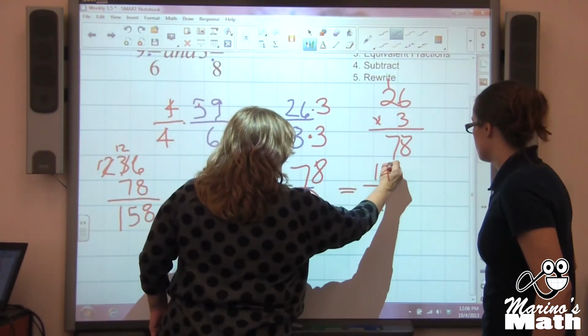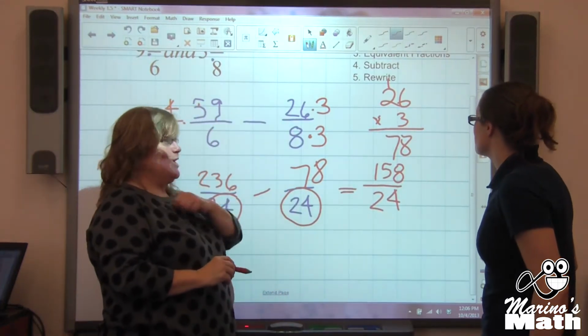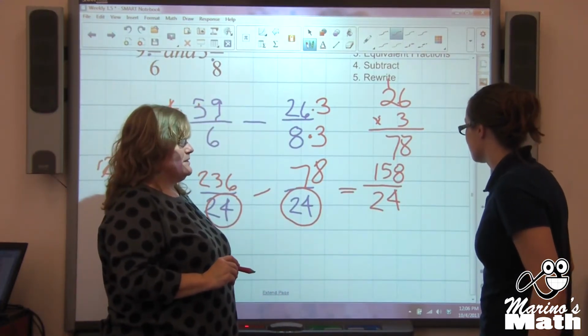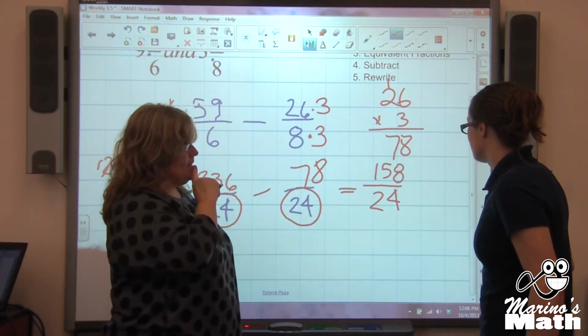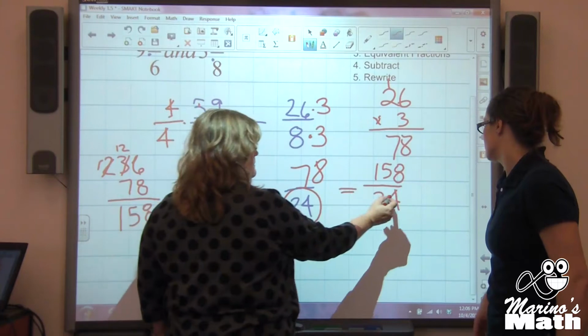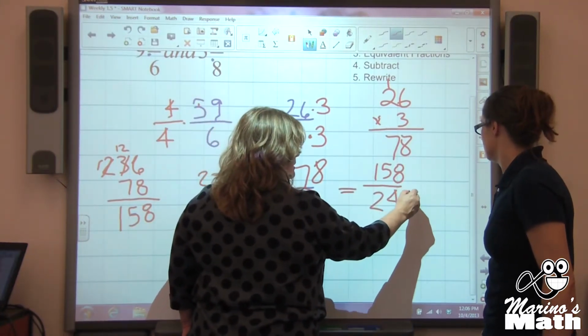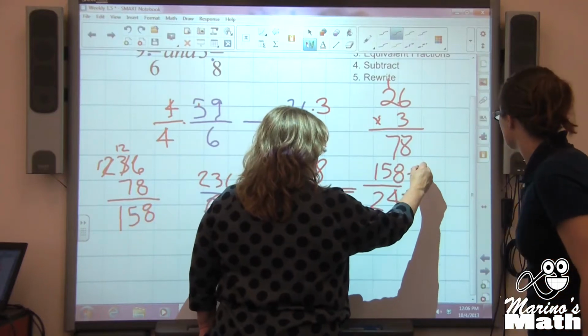158 over 24. Now that is certainly an improper fraction, a large one. 158 is much bigger than 24. I'm not seeing immediately any obvious way to reduce it, except that they're both even, so we could divide each one by 2 in an attempt to reduce this.